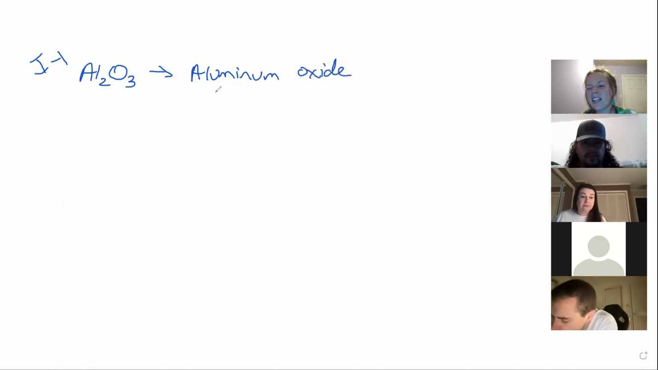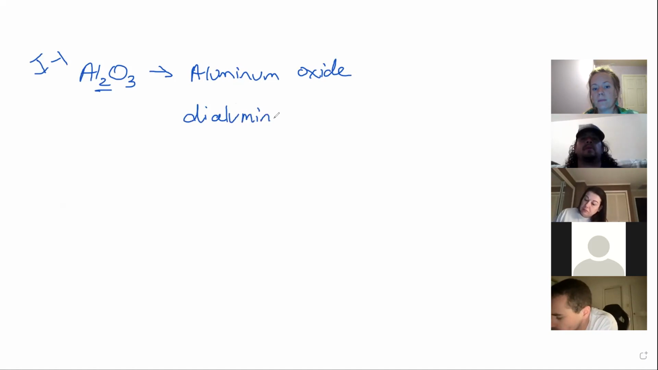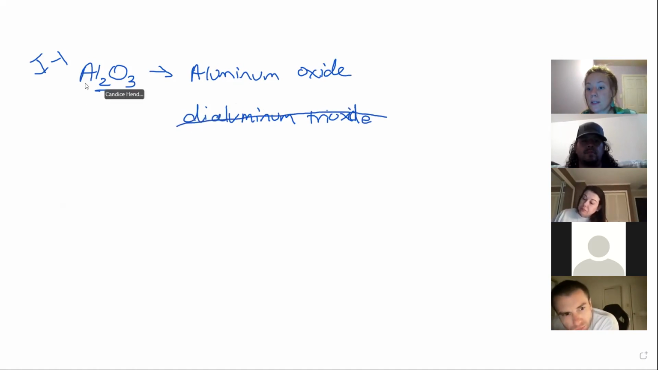I can't tell you how many times I see students go, well, there's 2 of them. So this is dialuminum trioxide. This is totally incorrect, okay? Why? Because we do not use prefixes in an ionic compound. Prefixes are reserved for nonmetals. So if there is a metal, that first thing you bump into when you're looking at your formula, we do not prefix it. Save the prefixes for 2 nonmetals.